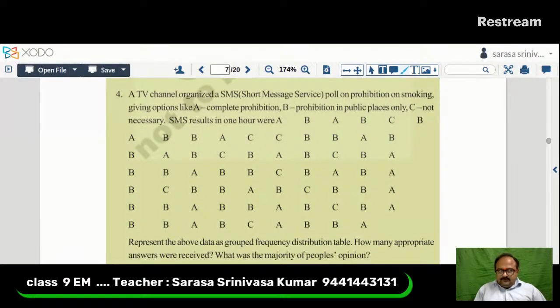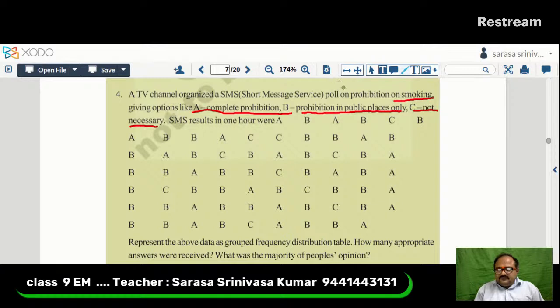Here A means complete prohibition of smoking. And B is prohibition in public places only. C is prohibition is not necessary. Here three options are given.